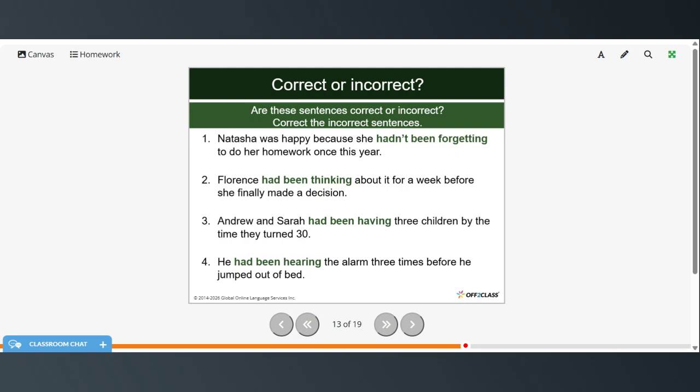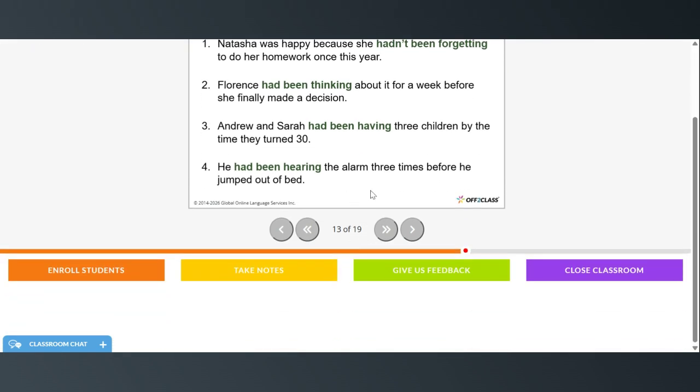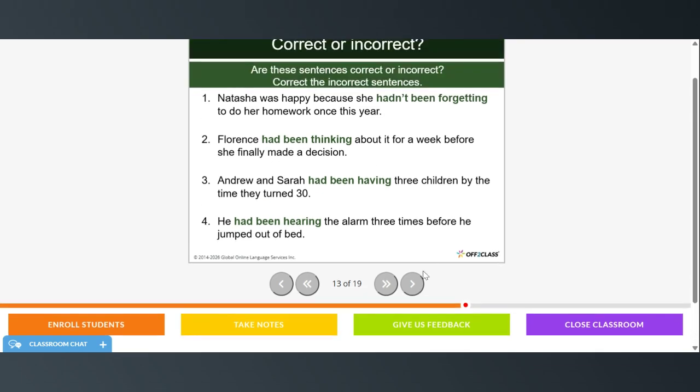Florence had been thinking about it for a week before she finally made a decision. That one is correct. Andrew and Sarah had been having 3 children by the time they turned 30. That's incorrect. It would be Andrew and Sarah had had 3 children by the time they turned 30. He had been hearing the alarm 3 times before he jumped out of bed. That's incorrect. It should be he had heard the alarm 3 times before he jumped out of bed.